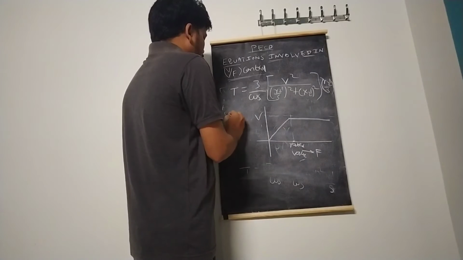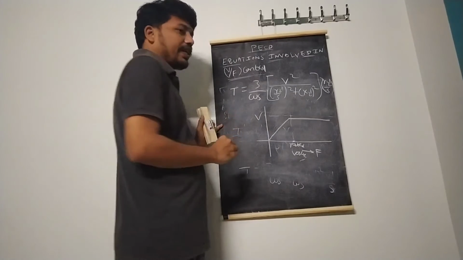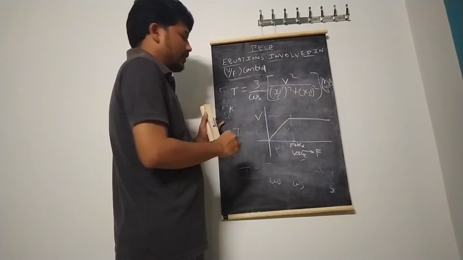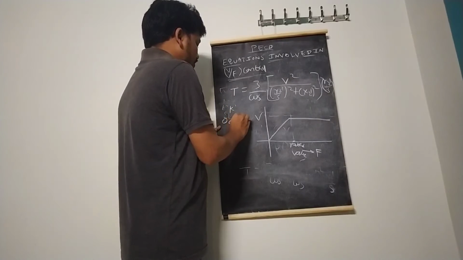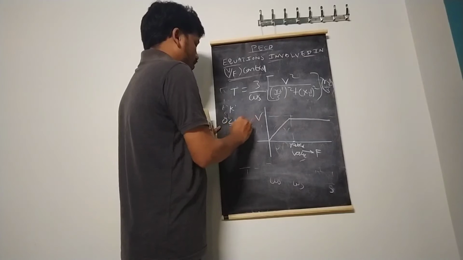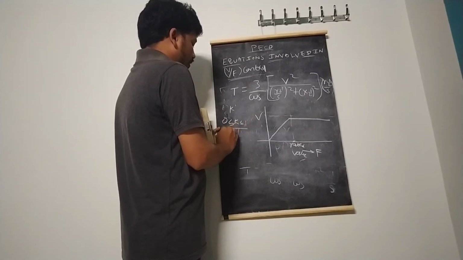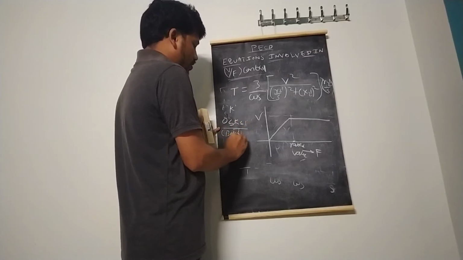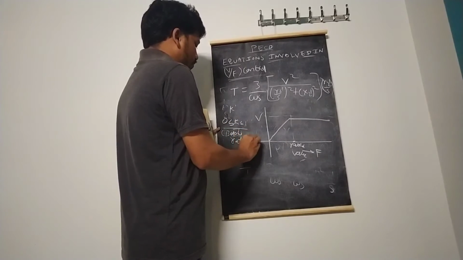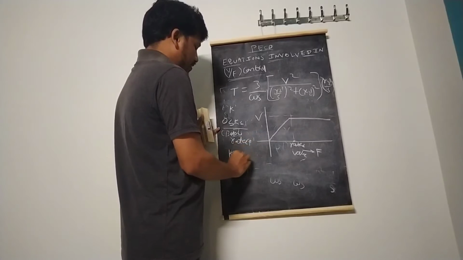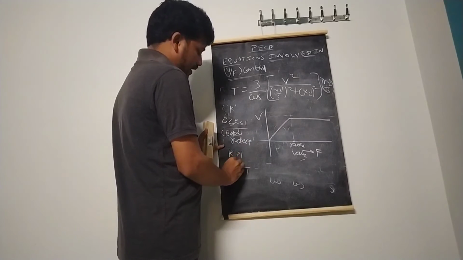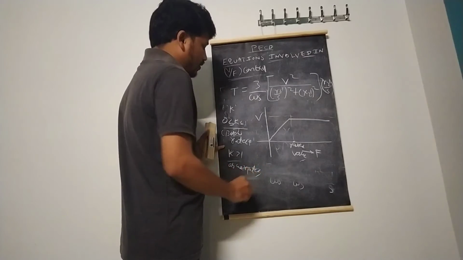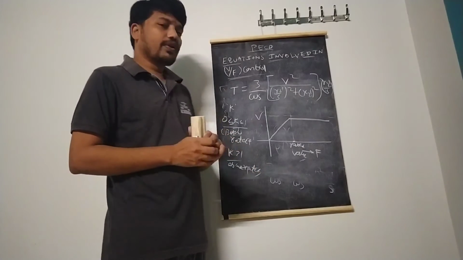If I take k as the value in between 0 and 1, that is, 0 less than k less than 1, that is called below rated frequencies. If k is greater than 1, it is called above rated frequencies. So what is the need of this, below rated and above rated?